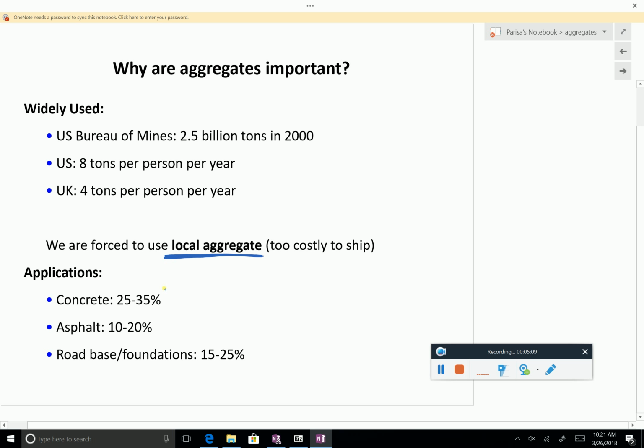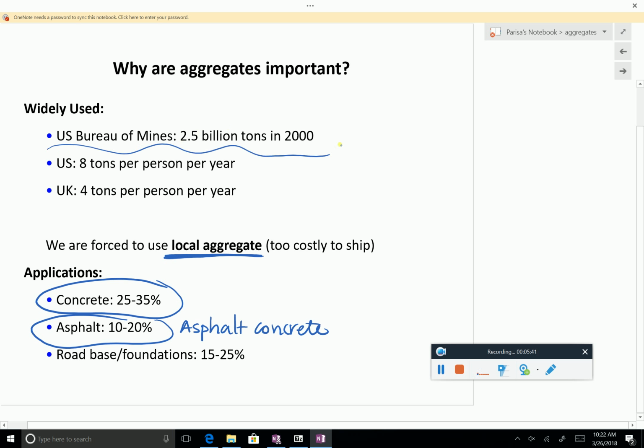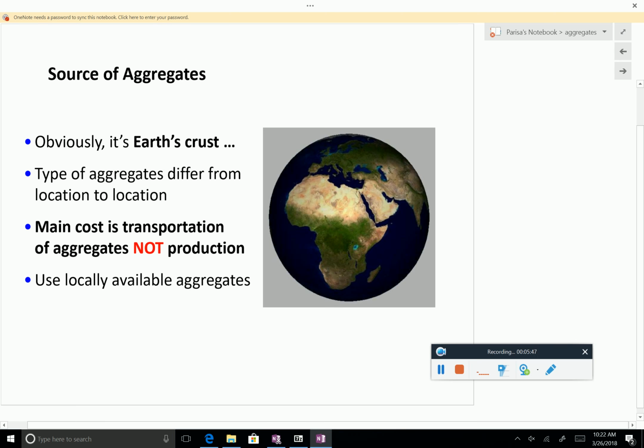And if you want to get a feeling of where they are being used the most, it is concrete. You remember concrete is the most widely used construction material, and about 85% of its volume is aggregate. So this is where we use it the most. Asphalt concrete comes second, and the others come afterwards. So just to get a feeling, this is how much was used in 2000, I'm sure it is much more right now.